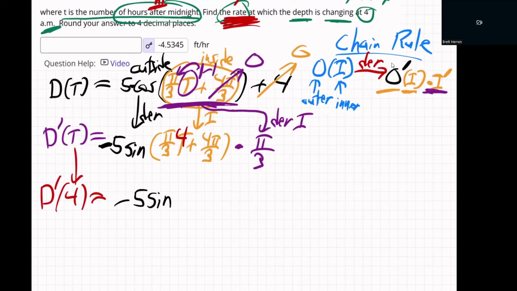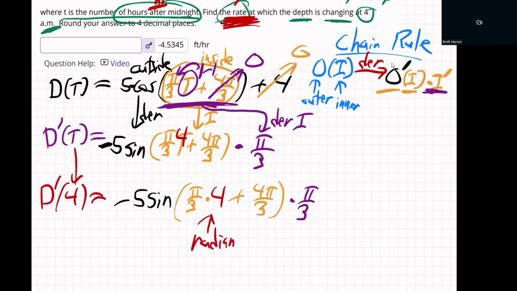So it's going to be -5 sine. This is going to be pi over 3 times 4 plus 4 pi over 3 times pi over 3. Now, make sure that you're in radian mode. Because remember, whenever we plug into a trig function in calculus, it's automatically radian mode unless they specifically say degrees. So it's going to be radian mode.